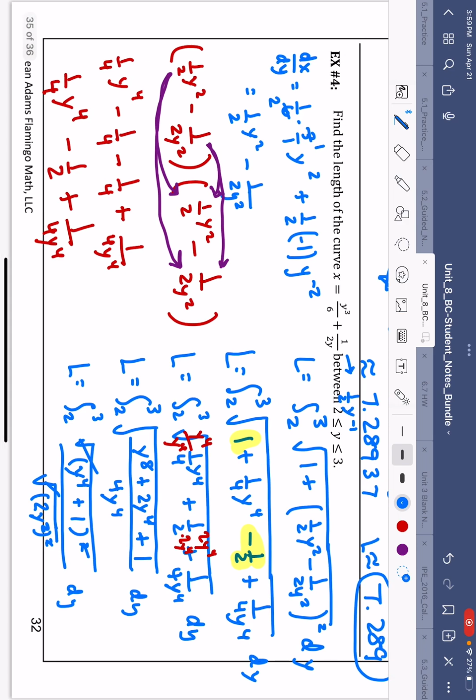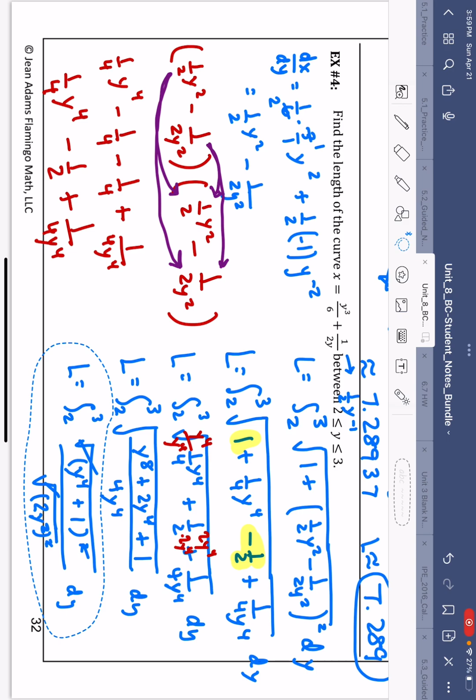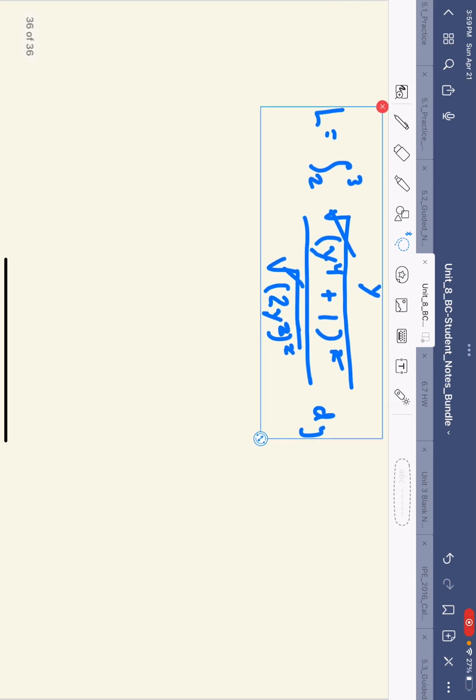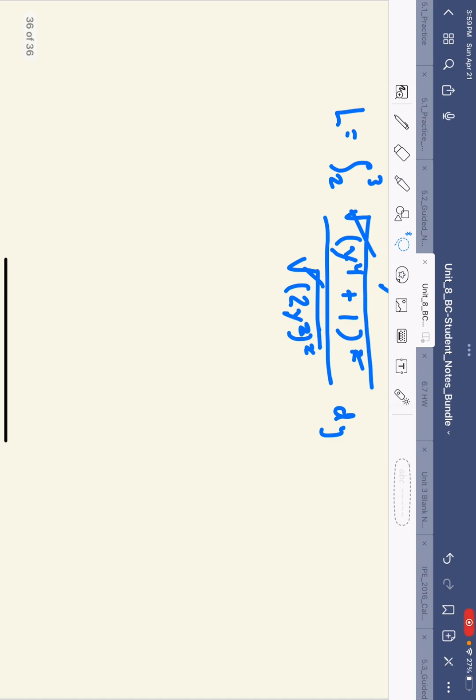I'm going to go to the next page with this so that I can finish it, because it does seem like it's going to take a little bit more of our space.